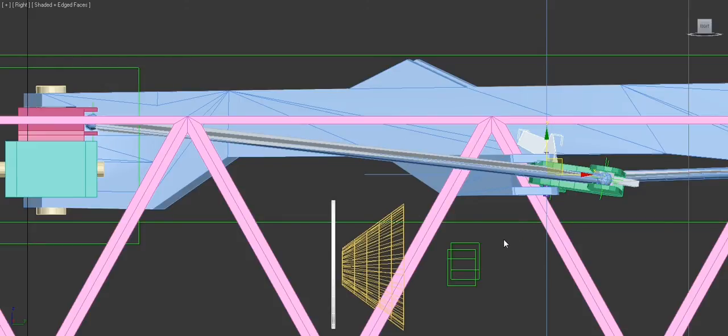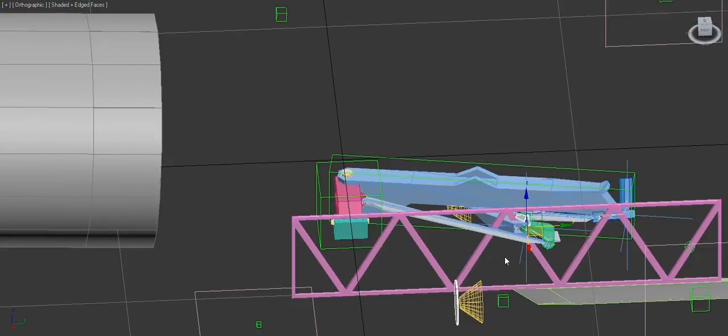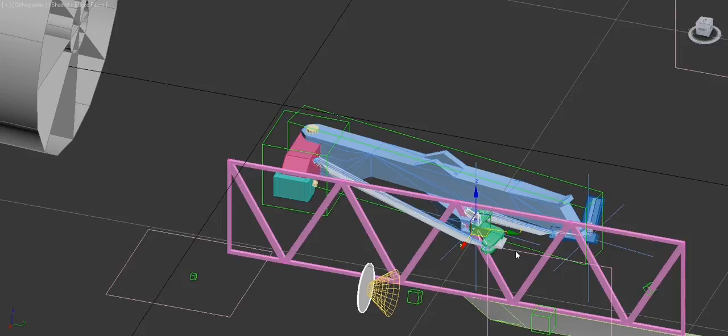So, if anyone has any ideas about what's going on with these rotation axis problems, I'd appreciate hearing about it. Thanks very much.